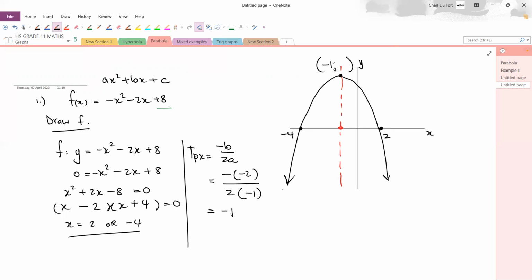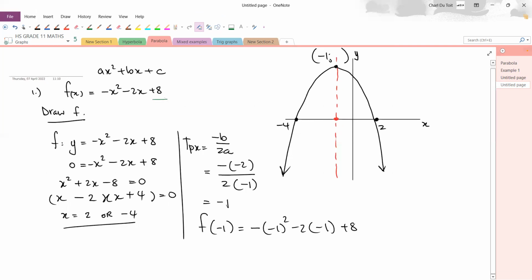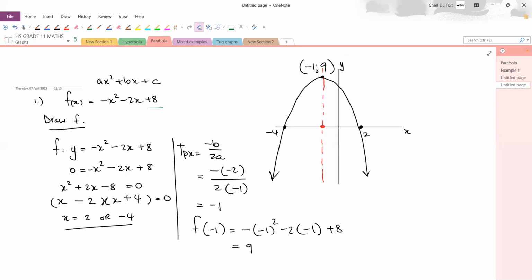Then I'm going to substitute this turning point x value back into the graph. So instead of x value, I'm going to write -1. That's a way I write it to put it in. So that's -1 squared minus 2 times -1 plus 8. And then I'm going to put that in my calculator or just work it out. What's that? That's 9, isn't it? So the coordinates of the turning point is -1 and 9. And there I have the graph, and that y-intercept there is 8.